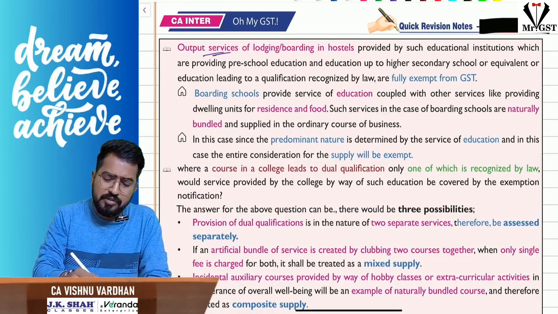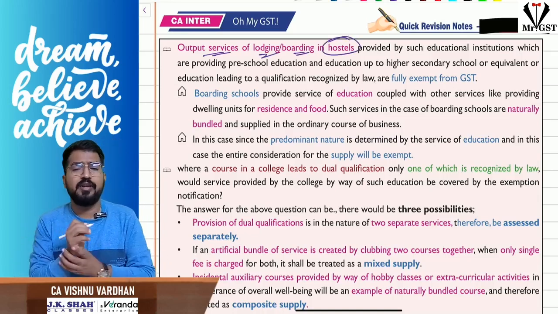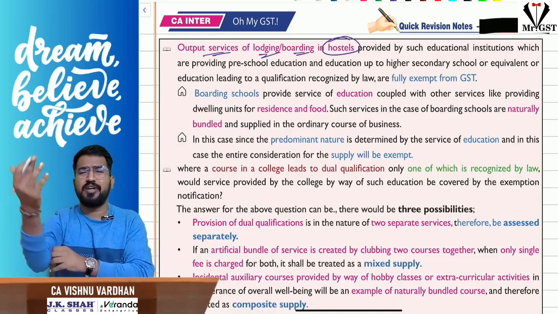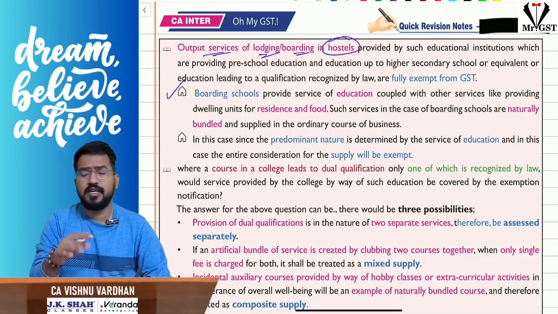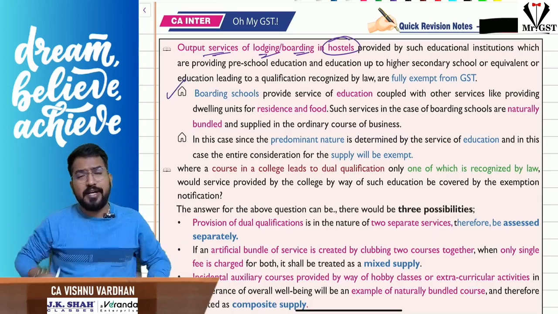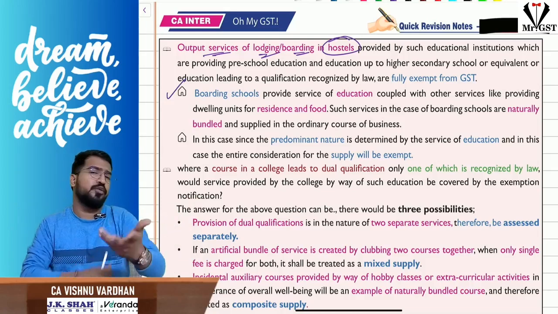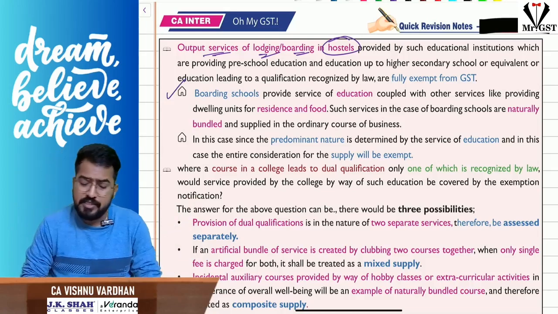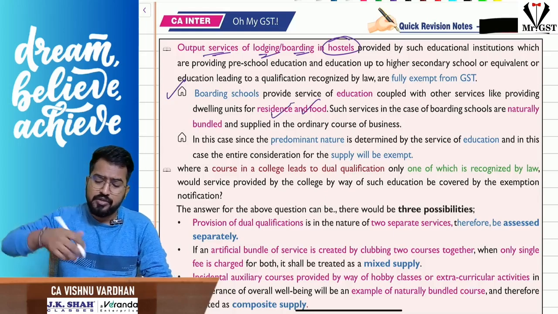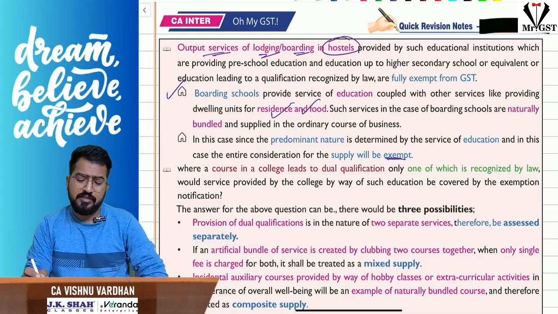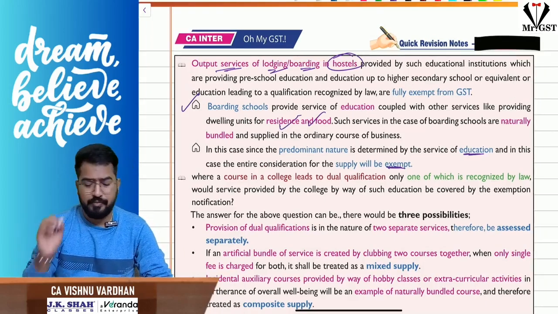Sir, output services of lodging, boarding in hostels provided by education institutions. See, obviously any service provided to students, faculty, staff are exempt. So all these boarding schools, etc., are nothing but composite supply which are naturally bundled in the ordinary course of business. So the predominant element is educational services, hence it is exempt under GST. They are providing residence, food, all the stuff as a bundle. So it will be exempt under GST because the predominant nature is education, right?